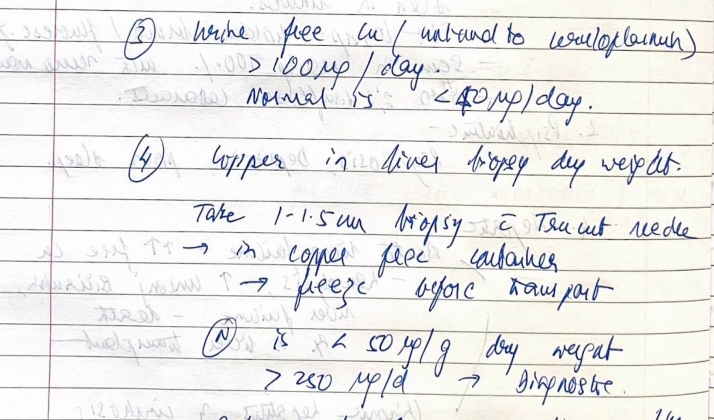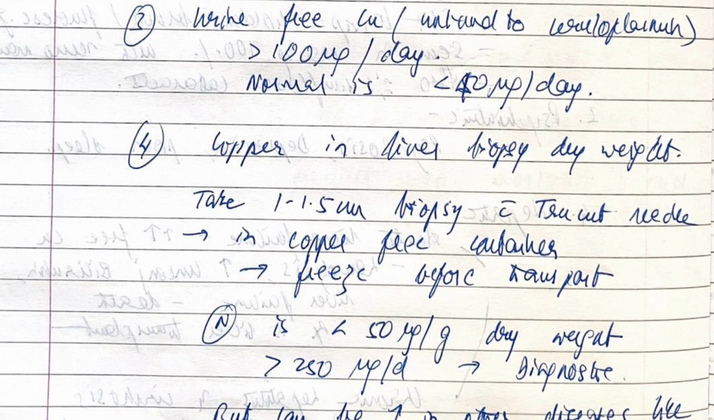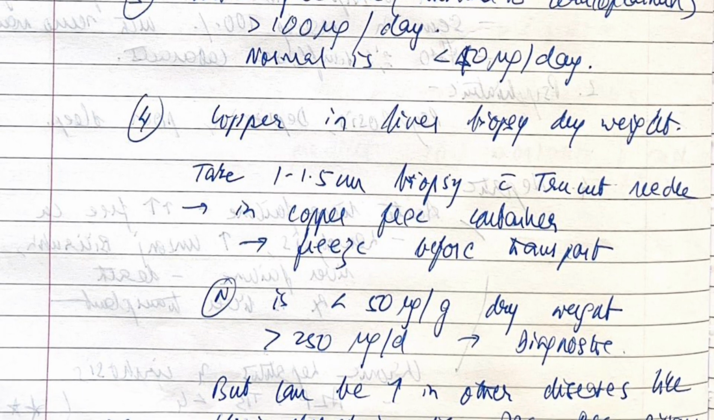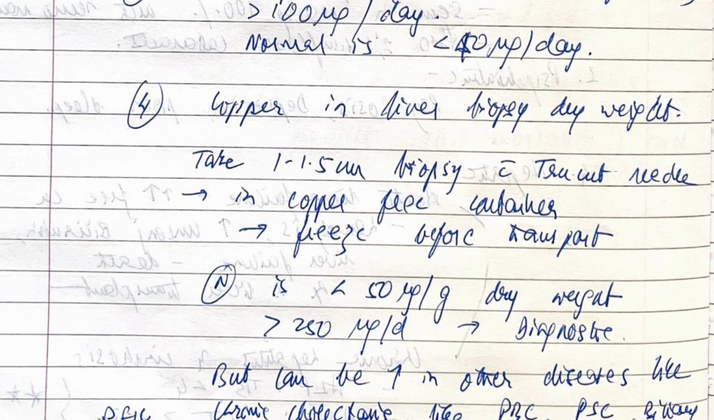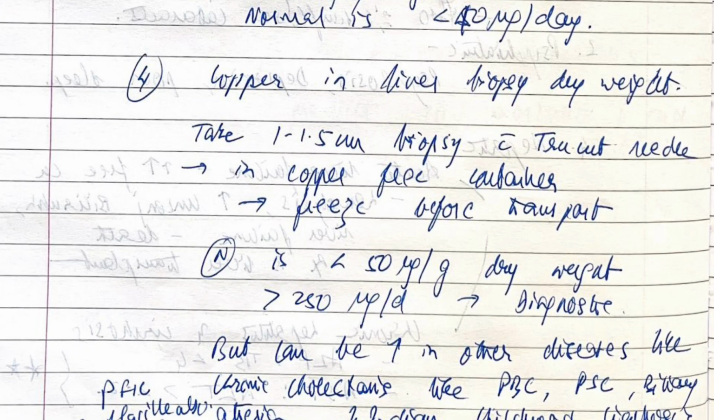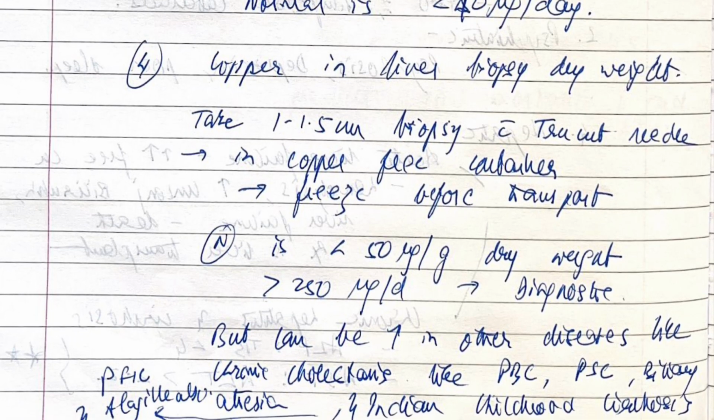But copper in the liver can be elevated in other diseases, like cholestatic diseases such as PBC, PSC, biliary atresia, and Indian childhood cirrhosis. It can also be elevated in PFIC and Alagille syndrome.